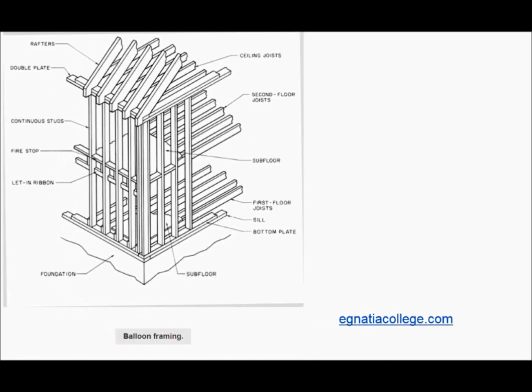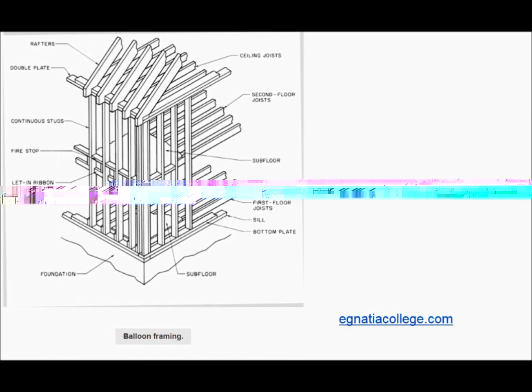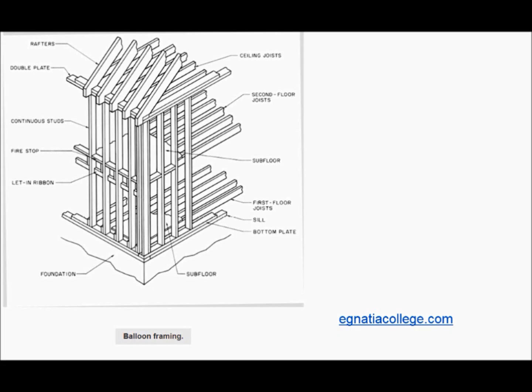Balloon framing. In balloon framing, the exterior wall studs are continuous from the foundation to the top of the wall. Floor framing at intermediate levels is supported by let-in ribbon boards. This is a board that fits into a notch in each joist and forms a support for the joists. Although balloon framing is not as widely used as it once was, some balloon framing techniques are still used for special framing situations.